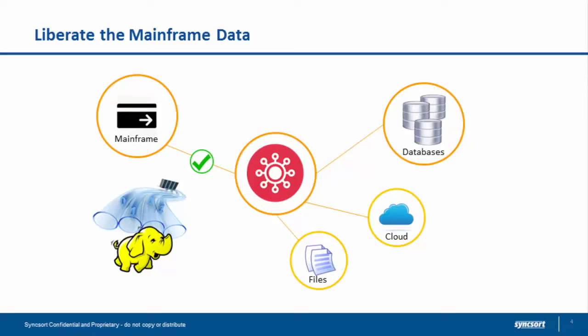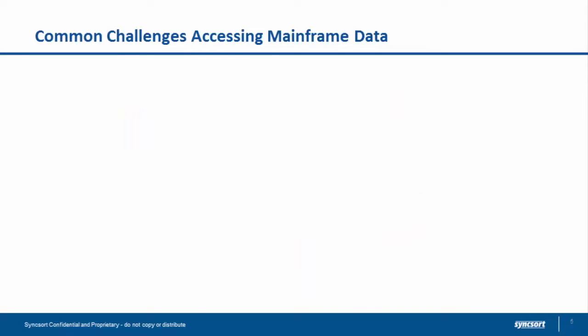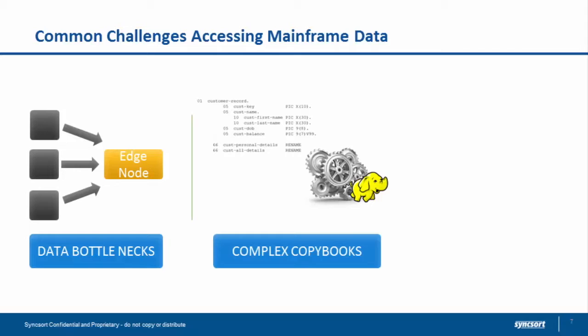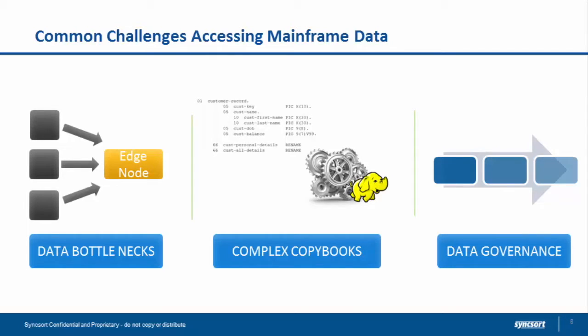Unfortunately, anyone who has tried to access and integrate mainframe data in Hadoop knows it's easier said than done. The most common challenges include performance bottlenecks on the edge node, which result from trying to ingest the data using FTP and a simple Hadoop put command, the inability to process complex COBOL copybooks with variable length records, which are very common on the mainframe, and the loss of valuable metadata contained within the COBOL copybooks, which occurs when the data is converted out of a mainframe format. This is particularly important for organizations with governance and compliance mandates.